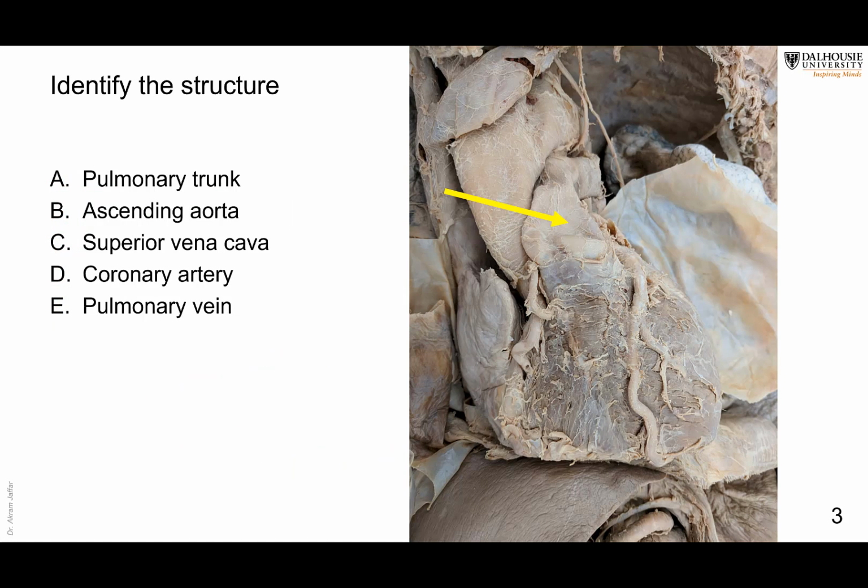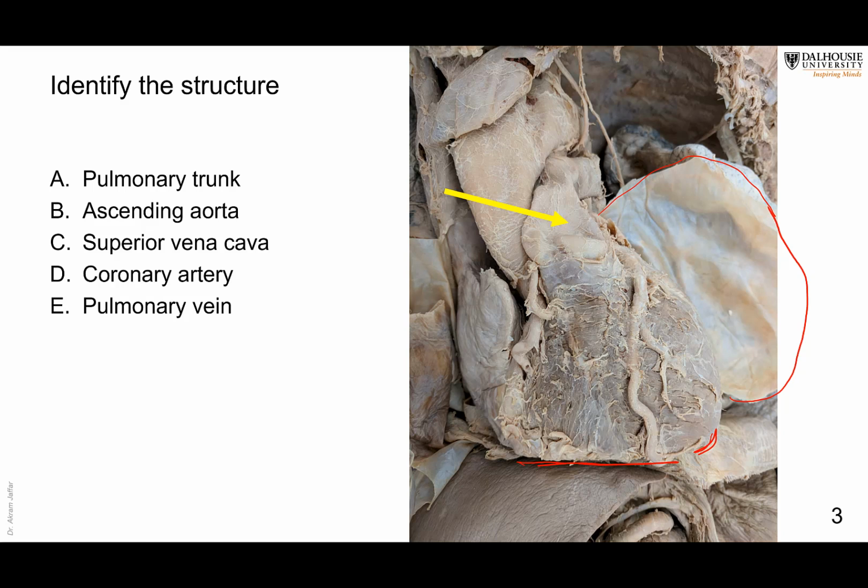Identify the structure. This is a dissection of the thorax showing the heart. You can see here the pericardium. This is the pericardium has been reflected away from the heart, and the external features of the heart have been dissected a little bit. Here's the apex of the heart, and this is the diaphragmatic surface of the heart where the heart lies on the diaphragm.